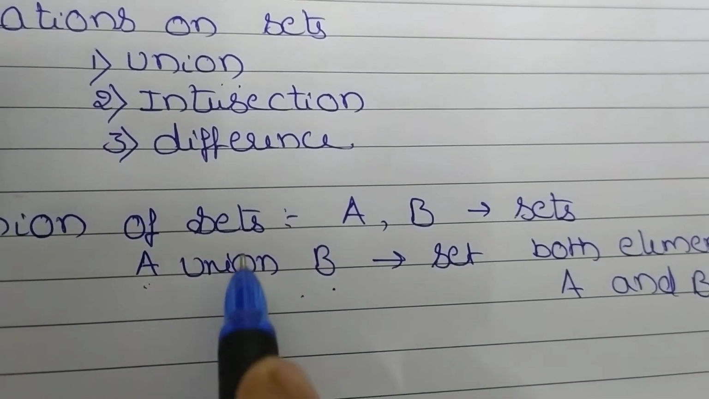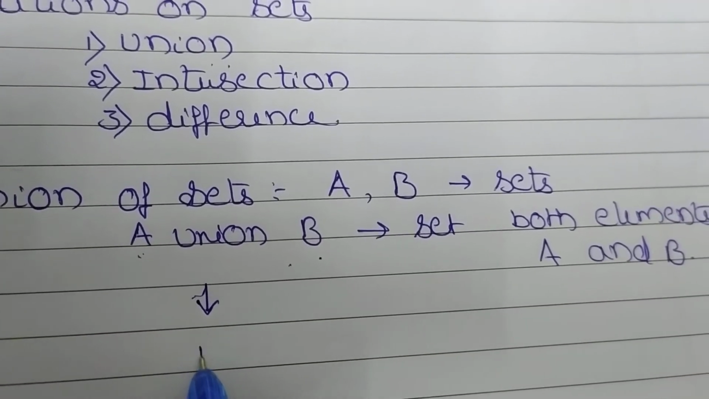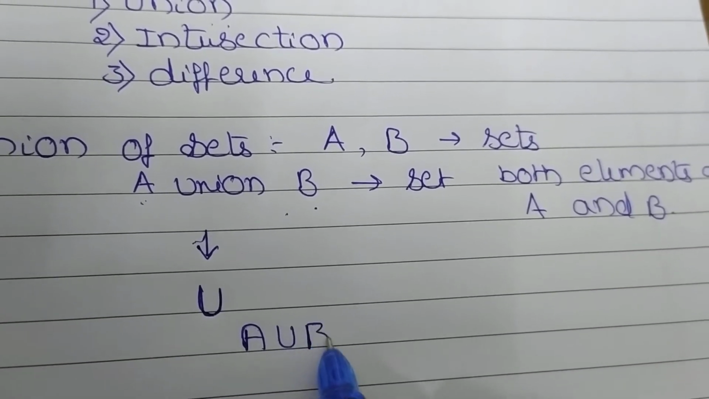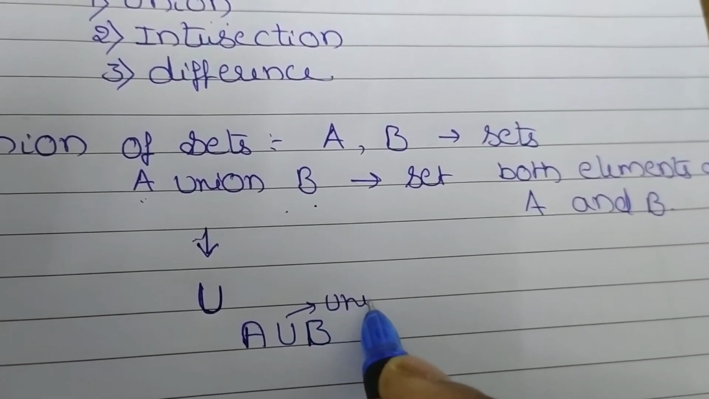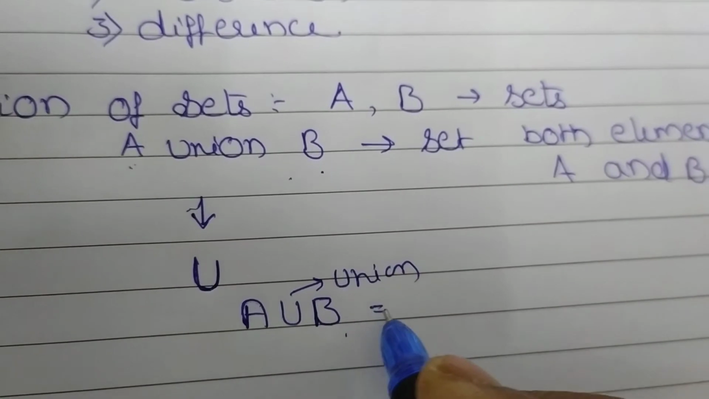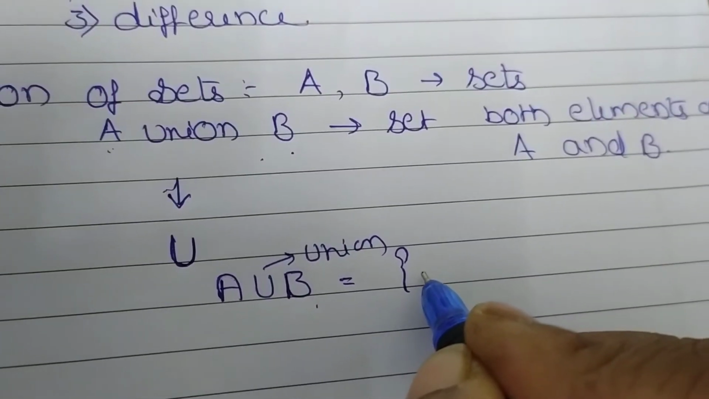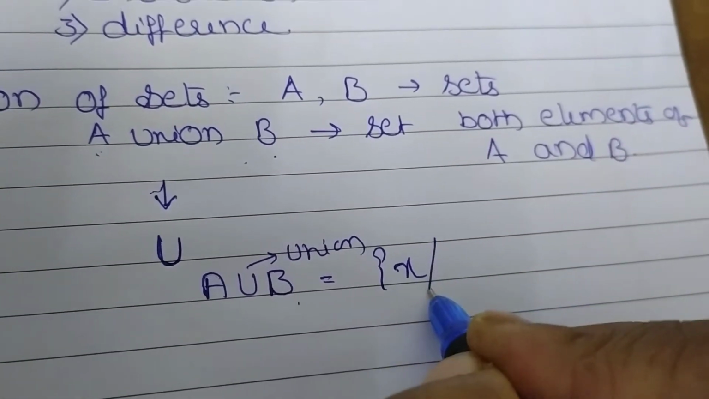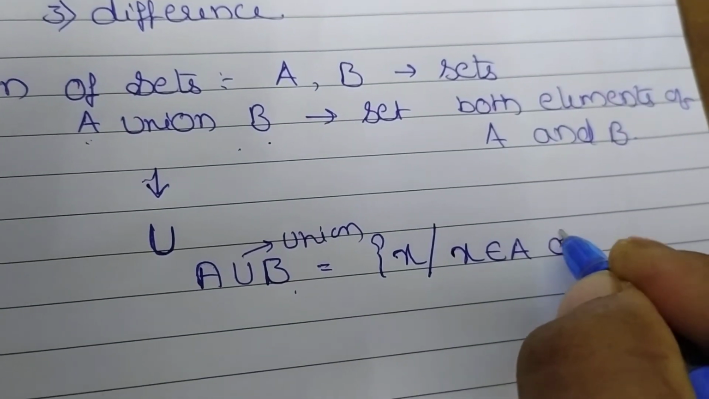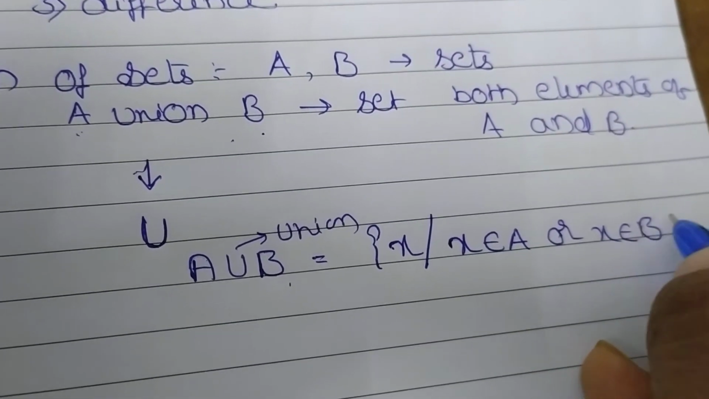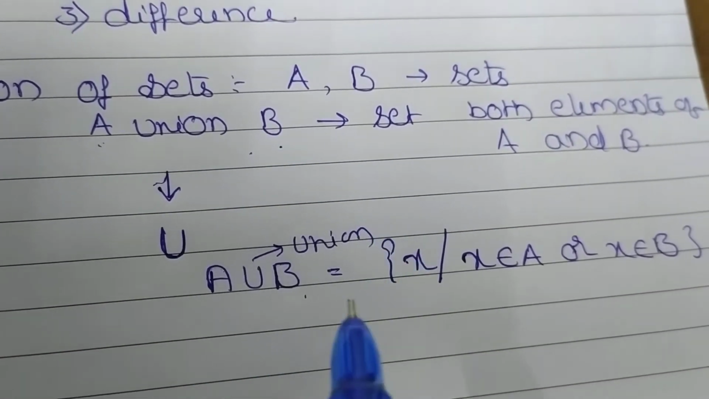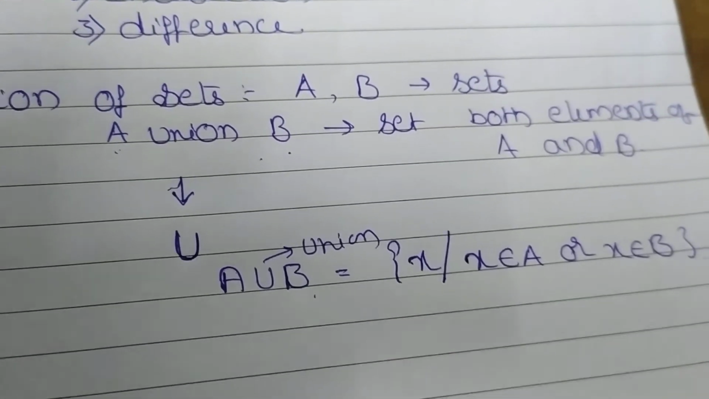The union of sets is denoted by the symbol ∪. This is the symbol for union. We read it as A union B. In set builder form, it is the set of x such that x belongs to A or x belongs to B. It can be an element of A or an element of B. It contains all the elements of both A and B.